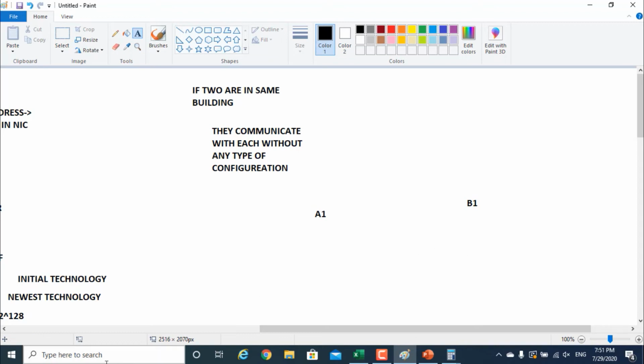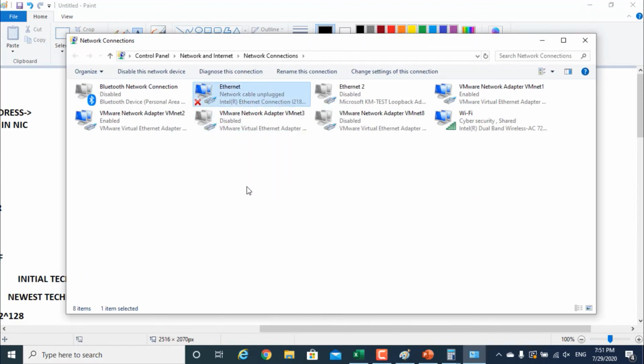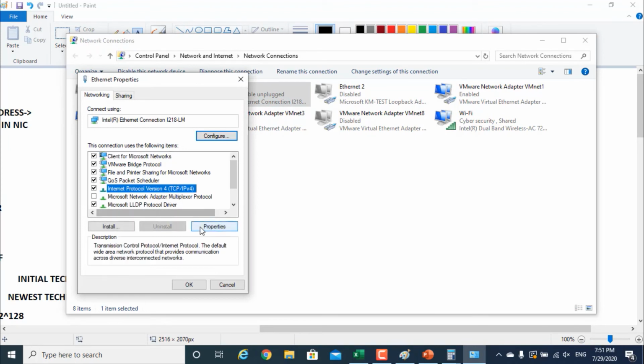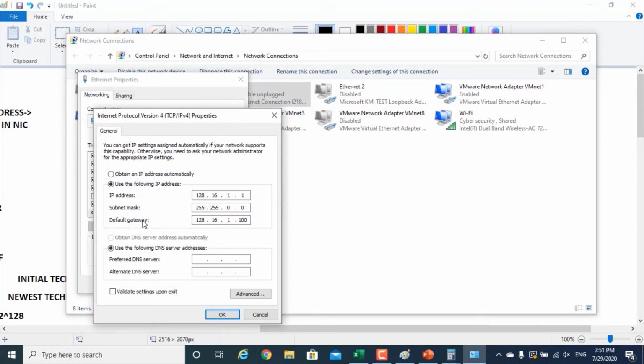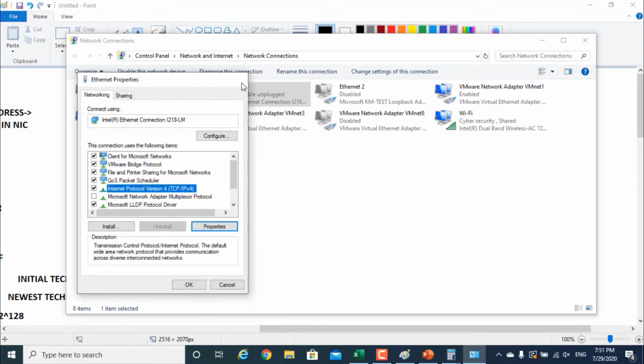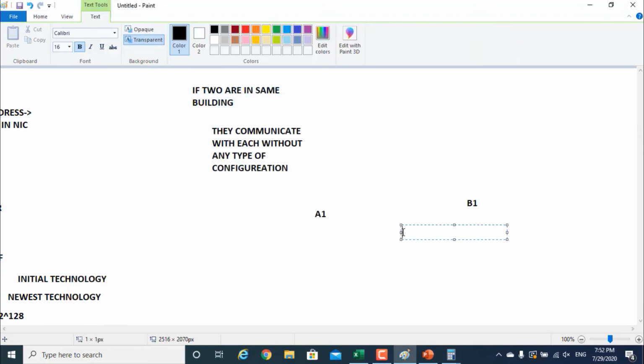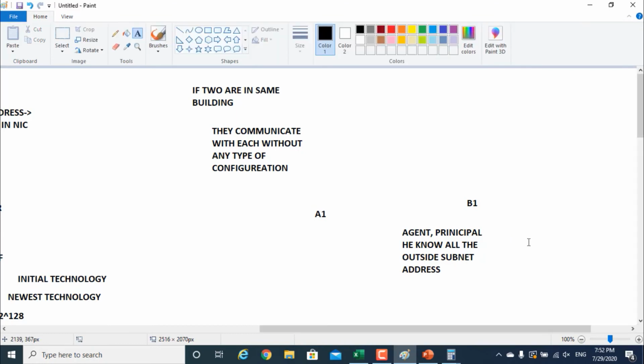What is the configuration? That's here, guys. When I was assigning an IP address, you saw the default gateway. So what is this default gateway? It's kind of like your agent, or your principal, who knows all the outside subnet addresses. Technically, the default gateway is the one who knows all the outside subnet addresses.